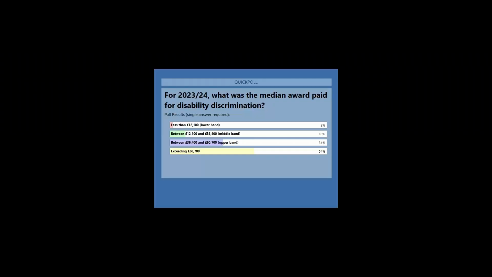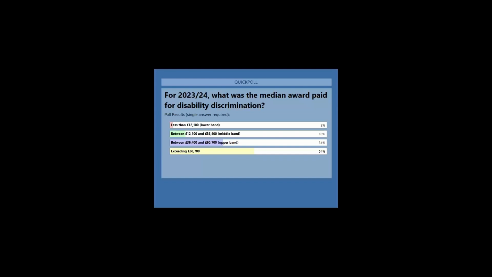So remember that disability was the second highest payout maximum. This is now looking at the median, so more representative of reality, I guess. So let's close this. I'm going to share the results, see what we've got.